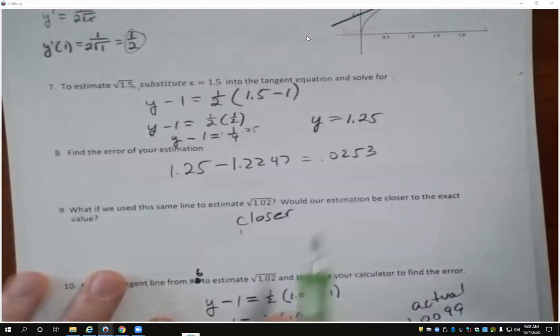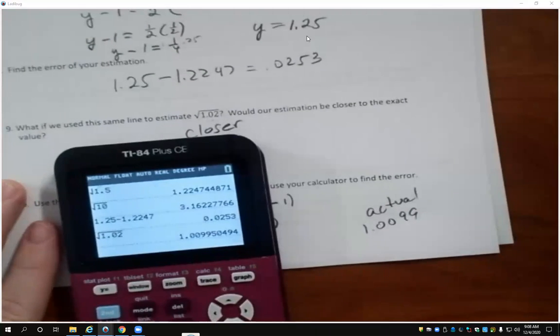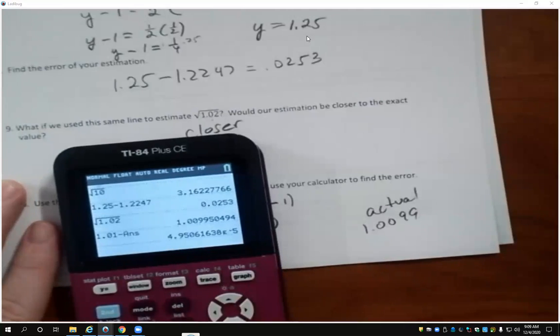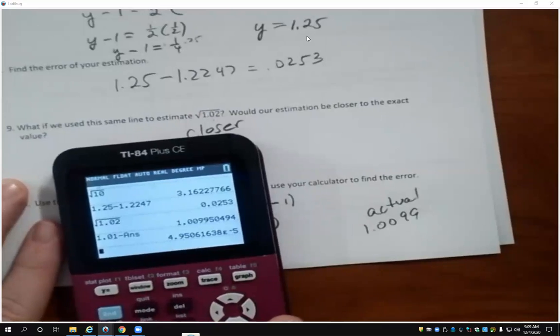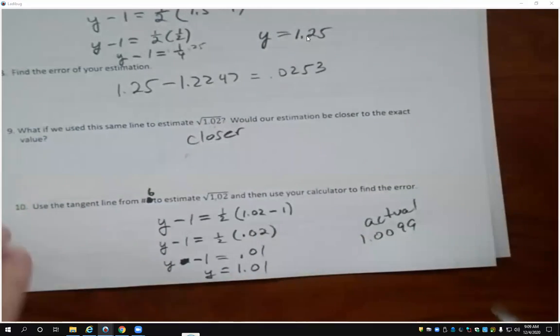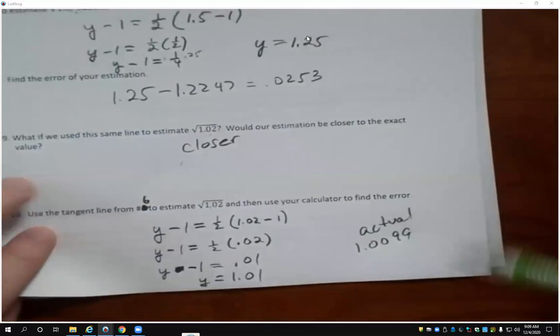Okay. So up here, we were 0.0253 off. Now we're at 1.01 minus the previous answer. And we're like 0.0004 off. Okay. That means move the decimal 4 places or 5 places to the left. So we're like 0.00004 off. Okay. A lot closer than we were when we did that. We just keep getting closer and closer.